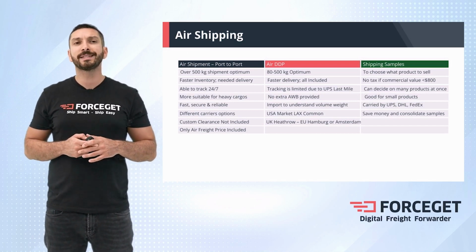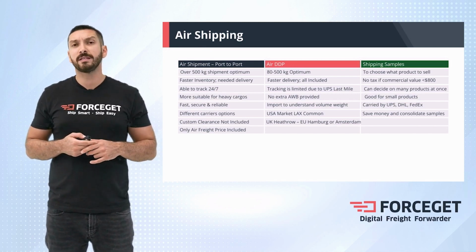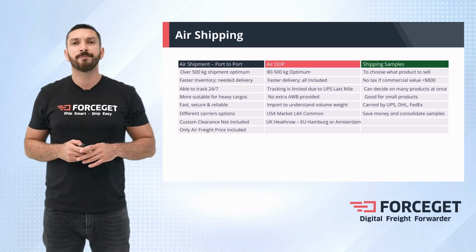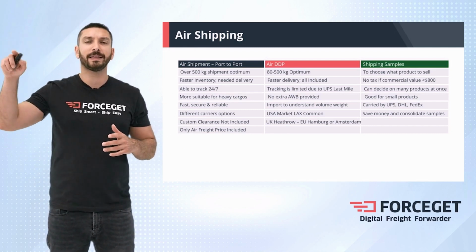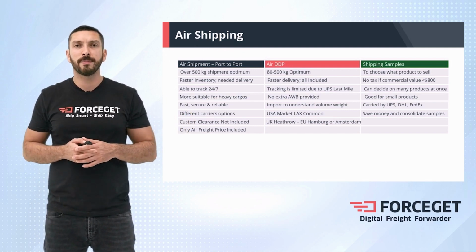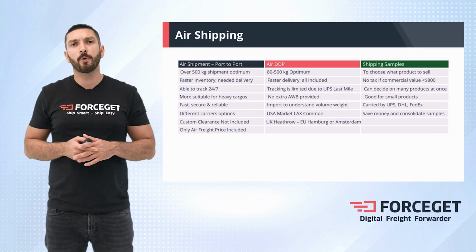For shipping samples, we generally use UPS, DHL, or FedEx, depending on the destination or origin. It makes sense if you are shipping 3 to 5 different samples. You can collect the shipments from different locations, put them together at your freight forwarder's office, and ship them at one time. I can offer you a very important tip here.